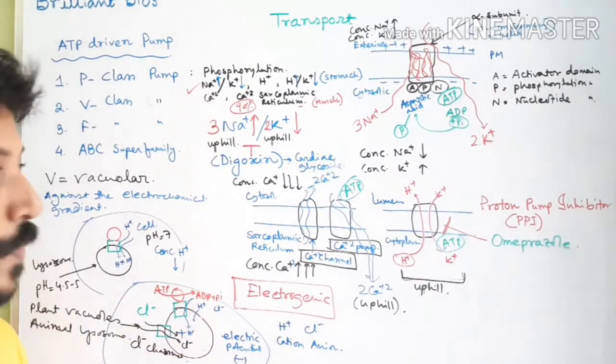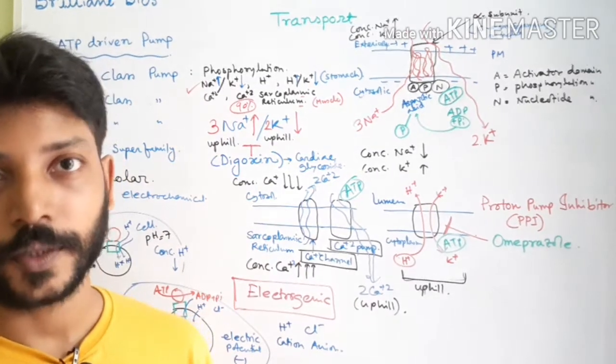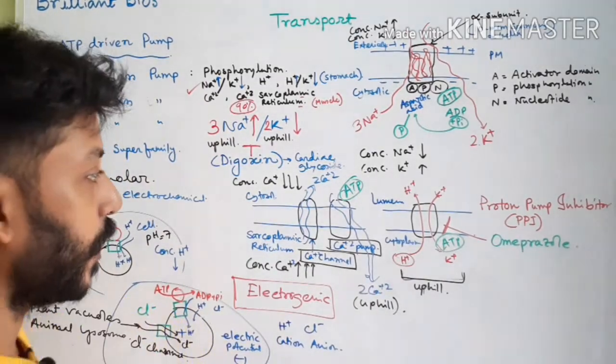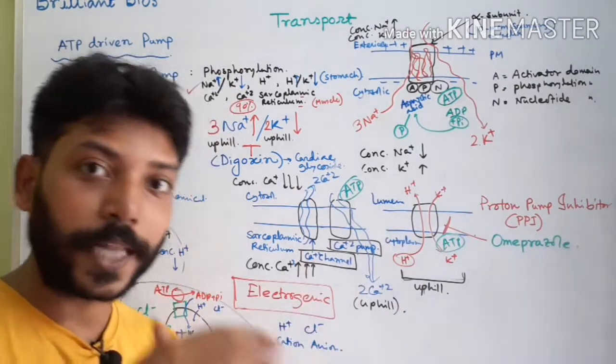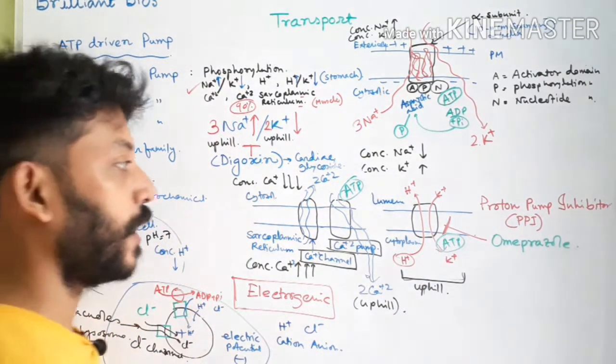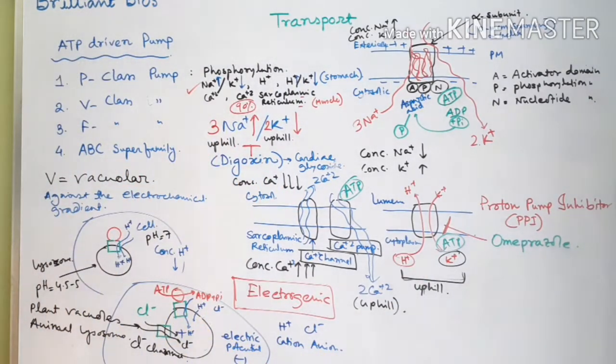This is one strategy. Another strategy, if you do not try to move the anion, you have to move a cation. Here you can see the proton is a cation that actually comes out, and so to counterbalance the positive charge, potassium ions are actually entering.